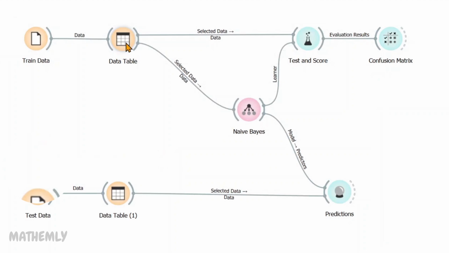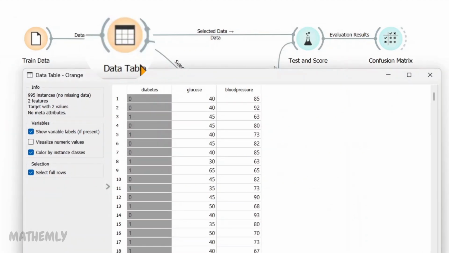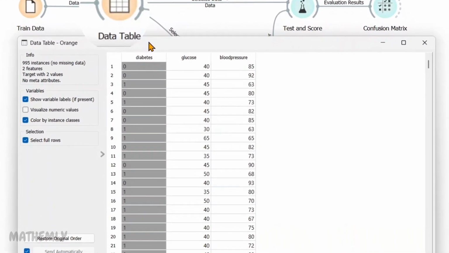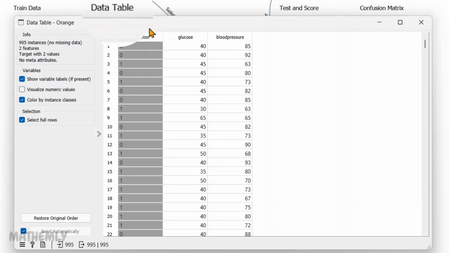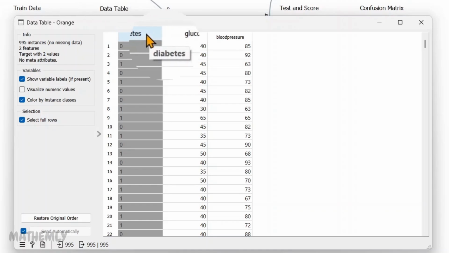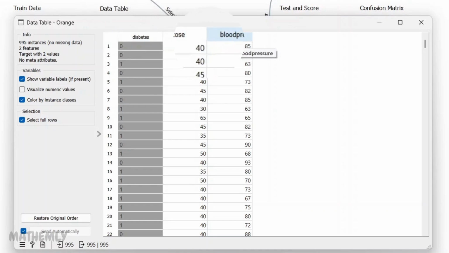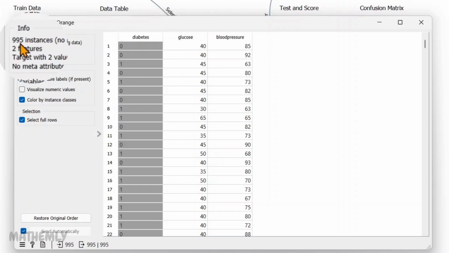After loading the dataset, I have used the data table widget to inspect the data. Here we can see the key attributes: the diabetes column as the target variable and the glucose and blood pressure columns as the feature columns. The dataset contains 995 instances.